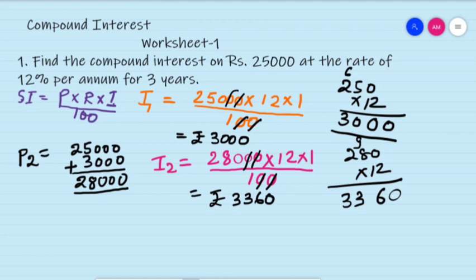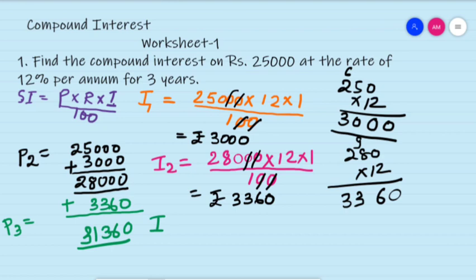Now you can easily understand that for the third year, his principal will be 28,000 plus 3,360. So his principal for the third year will be 0, 6, 3, 8 and 3, 11, 1, 31,360. This is his principal for the third year. So let us see what will be the interest. That will be equal to, again, principal is 31,360 into 12 into 1 and divided by 100.